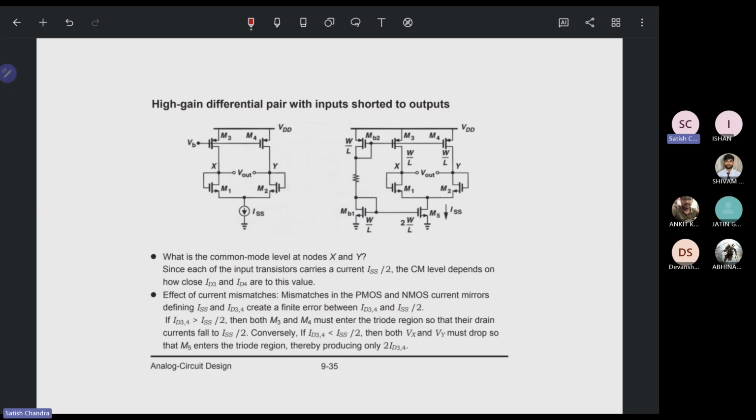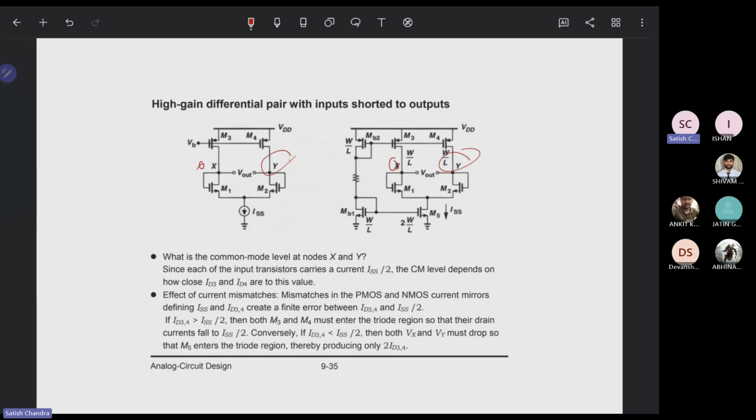So, a high gain differential pair with the input shorted to the output. What is the common mode level at the nodes X and Y? Common mode means this part and this part. Since each of the input transistors carries the current ISS/2, the common mode level depends on how close ID3 and ID4 are to this.